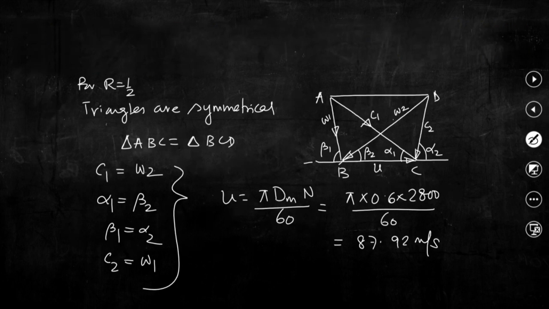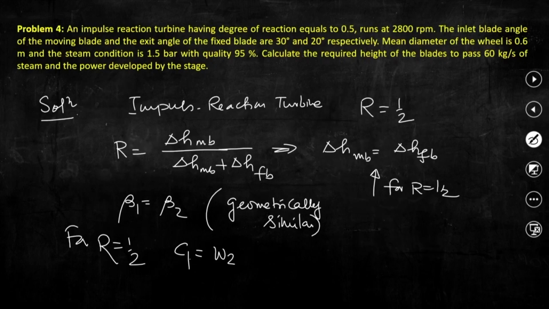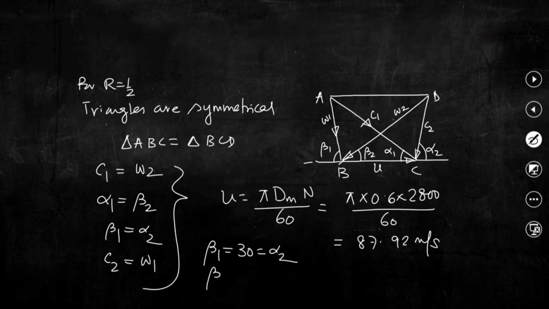And it is given the inlet blade angle of the moving blade and the exit angle of the fixed blade. So, basically it is given the inlet blade angle of the moving blade, beta 1 equal to 30 equal to alpha 2, and the exit angle of the fixed blade, that is the nozzle. So, basically it is given beta 2 equal to alpha 1 equal to 20 degree. So, these are the data given.